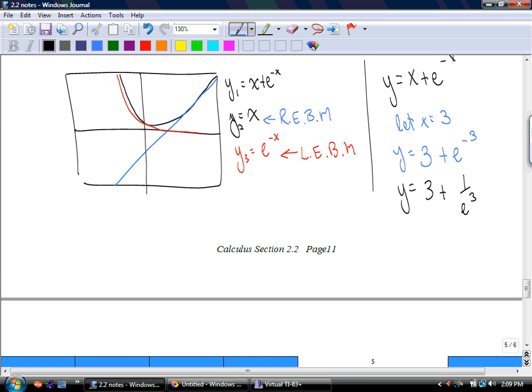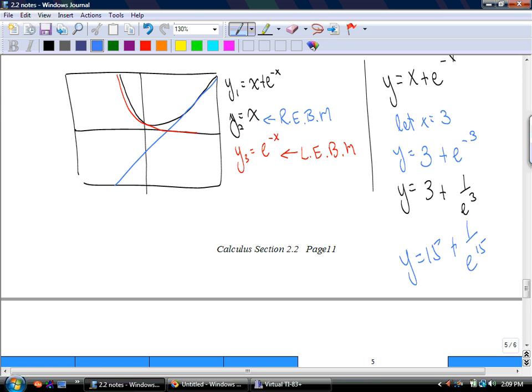Small number. So which one's more powerful? The number 3 or 1 over e to the 3? 3. What if I change the 3 to a 15? 15 is still more powerful. So as x gets large, that e to the negative x gets really small, and so the only part that matters is the x part. Make sense how that's kind of going on there?